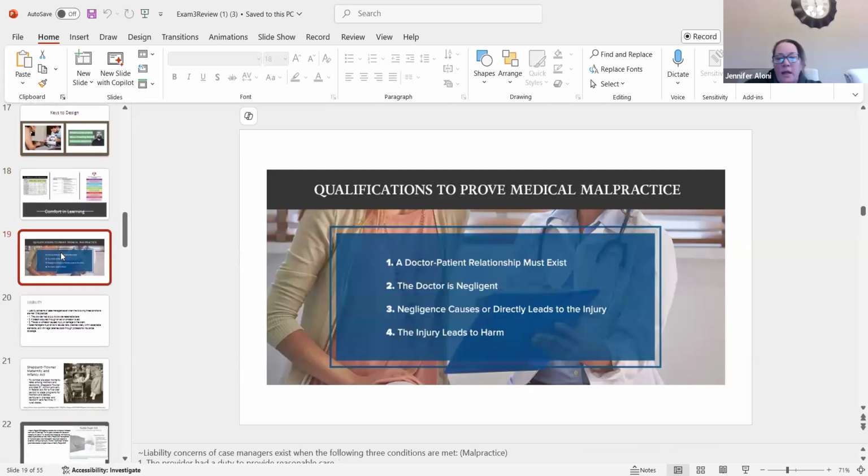We had a chapter on ethics where you talked about malpractice. In order for malpractice to occur, you must have a doctor-patient relationship. The doctor must be negligent. Negligence is going to cause harm or injury, and the injury is going to lead to harm.